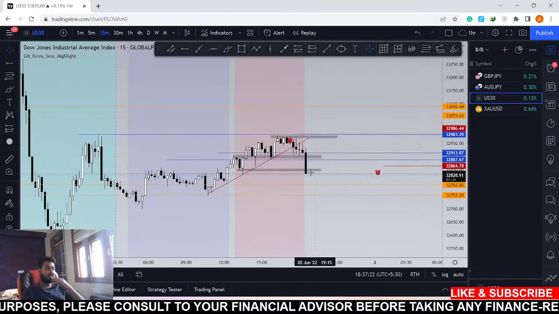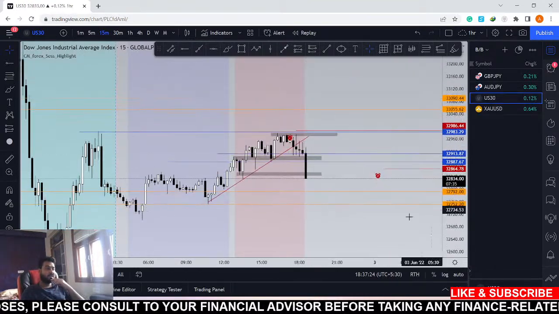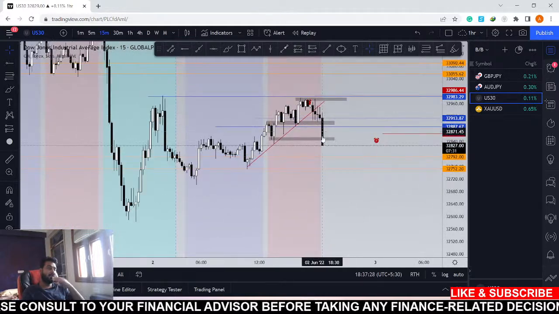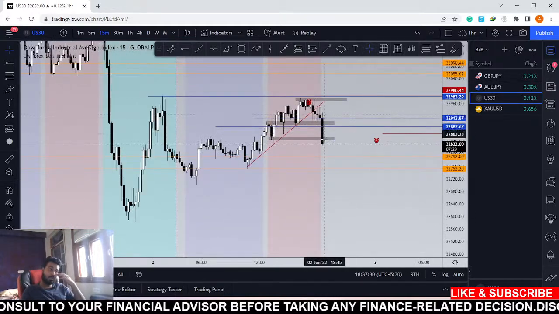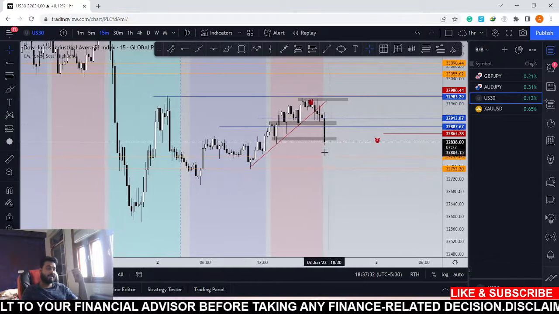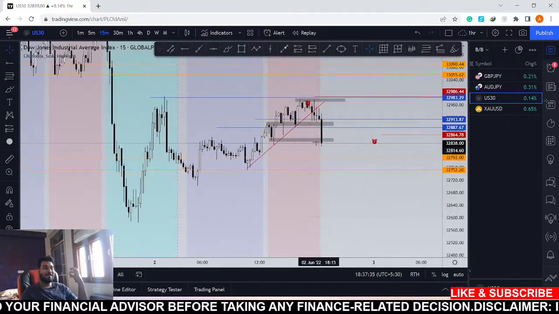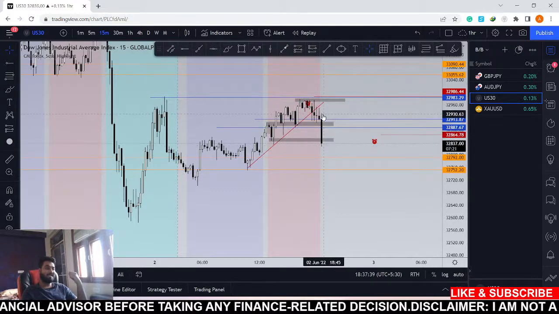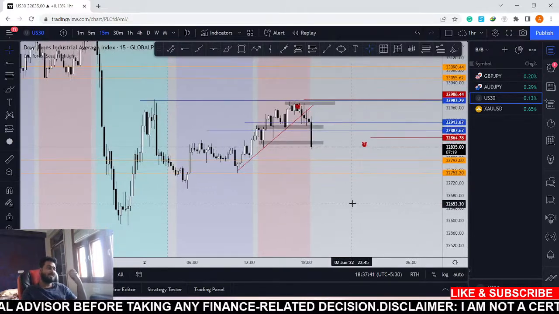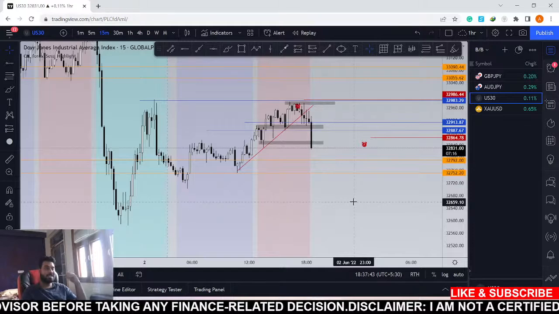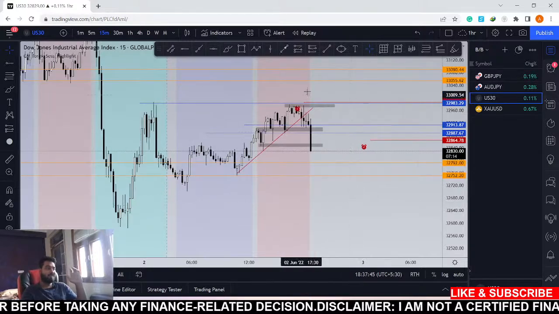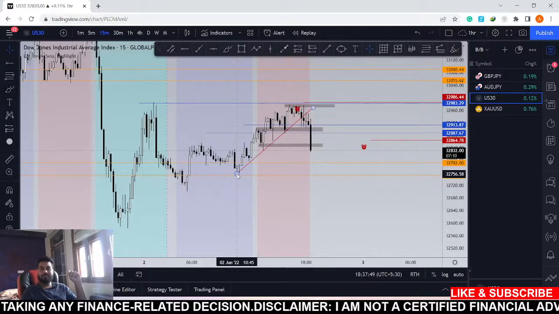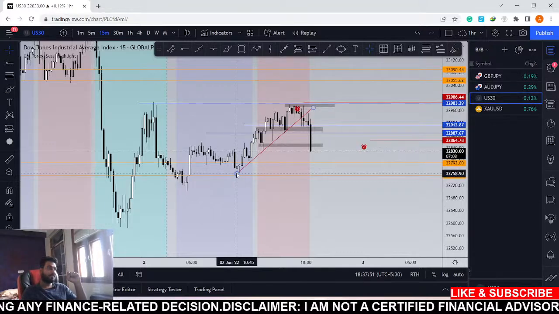US 30 is giving us a nice move to the down. But I will not just jump on this candle. I will wait patiently for the close of the candle. It looks very tempting when a candle falls like this. Believe me, but you have to resist that temptation. Just wait for your opportunity.